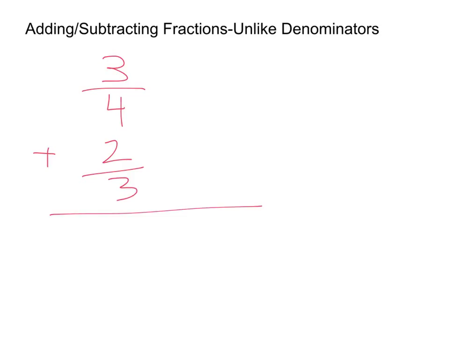Okay, let's look at another problem. Let's do an adding of fractions with unlike denominators. We have 3/4 plus 2/3. So again, we look at the denominators. We know they're not alike, and we need to find a common denominator.